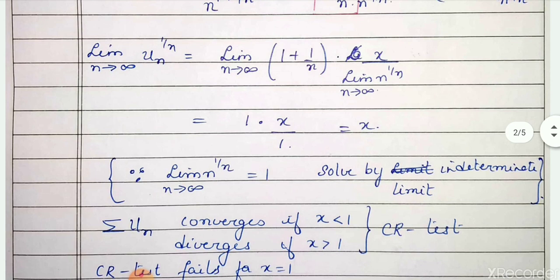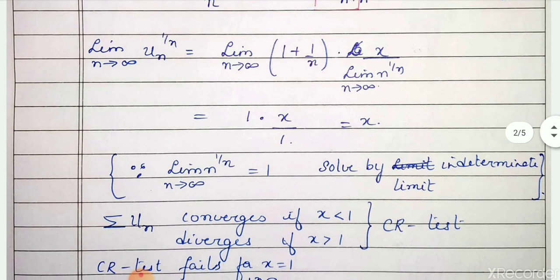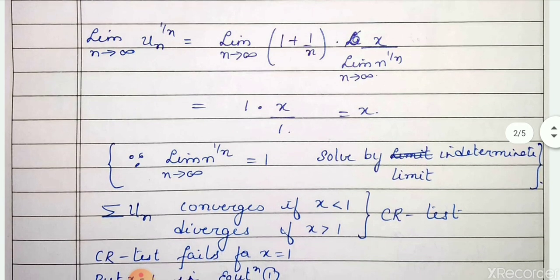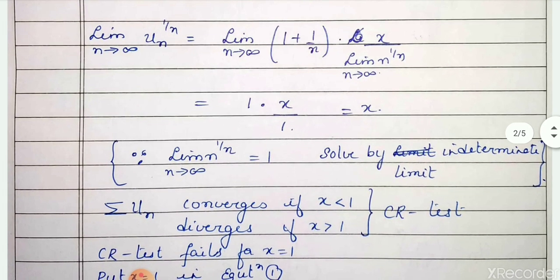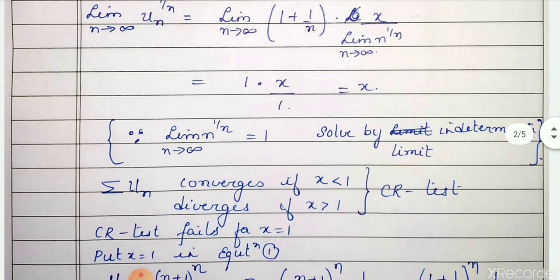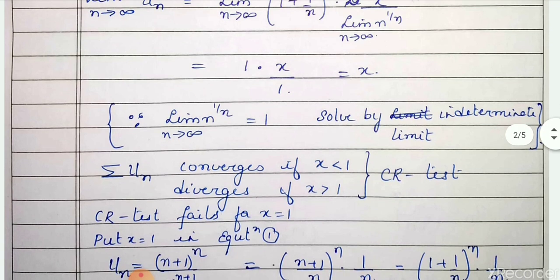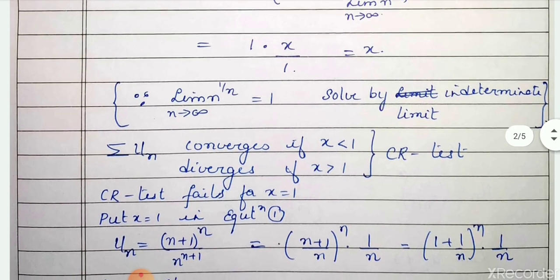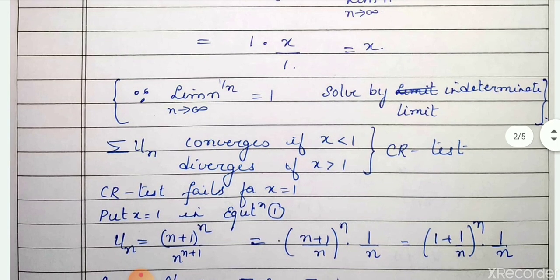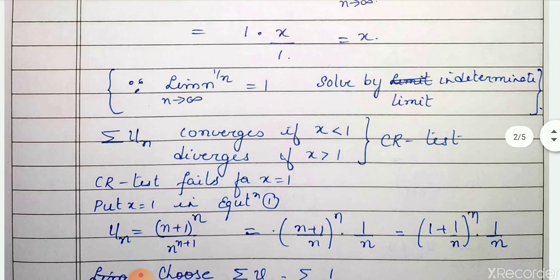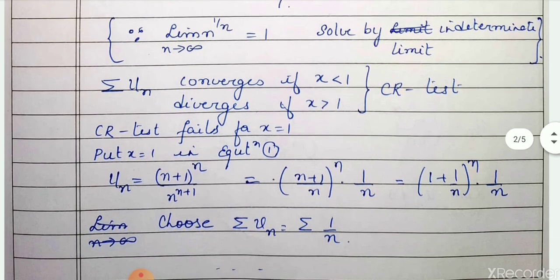How do you work it out? You take log of both sides, then convert it to infinity into 0 form, then convert it to 0 by 0 form, and then evaluate. You'll find the value is equal to 1. This part you can just try and see on your own. You'll have already studied that evaluation of indeterminate limits. So since we have got it as x, sigma un converges if x is less than 1 and diverges if x is greater than 1. This is done by Cauchy root test. Cauchy root test fails for x equal to 1.